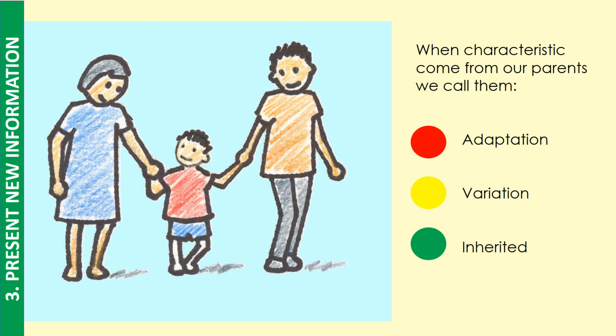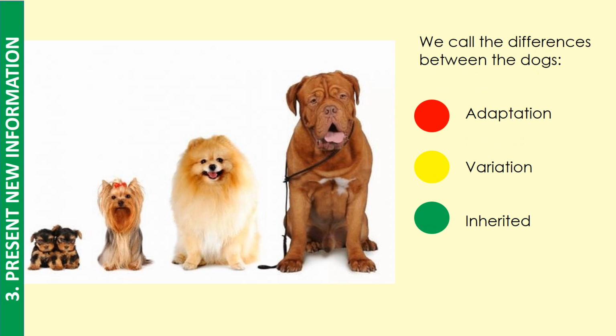Okay, so a little mini quiz for you just to see how on the ball you are. You can write the answers down, but you don't have to. When characteristics come from our parents, we call them adaptations, variations, or inherited. And yes, you're right. Of course, the answer is inherited. We call the difference between the dogs adaptation, variation, or inherited. What do you think? Yep, they are variations. That's the differences between those dogs. They are variations.